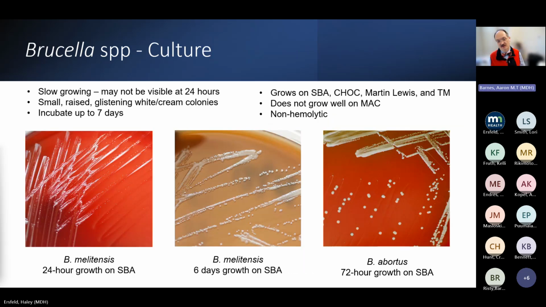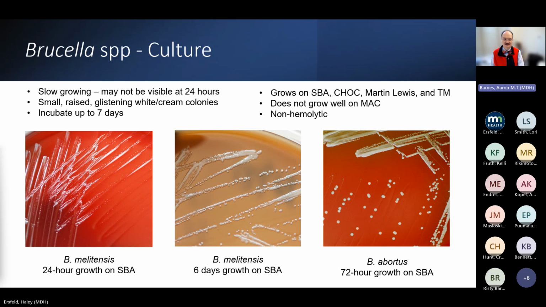The other problem is it looks very boring on the plate. It grows kind of slowly. It may not come up in 24 hours, kind of depends on if the patient's been getting antibiotics or if the inoculum was low. It grows well on sheep's blood or chocolate or pretty much anything except MacConkey. But it just doesn't look very exciting. It's these tiny little white, kind of cream colored colonies. May take a little longer to come up. This is one of the reasons we sometimes keep plates for 7 days. It's non-hemolytic. It doesn't look very exciting.